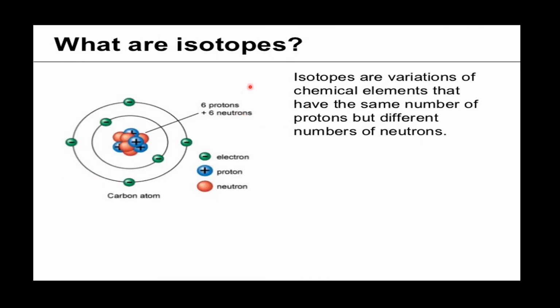Now, what are isotopes? Isotopes are the variations of chemical elements that have the same number of protons but a different number of neutrons. It means that their atomic number is the same because they have the same number of protons, and the number of protons is always equal to the atomic number of an element, but their mass number is different, so the difference lies in the number of neutrons.